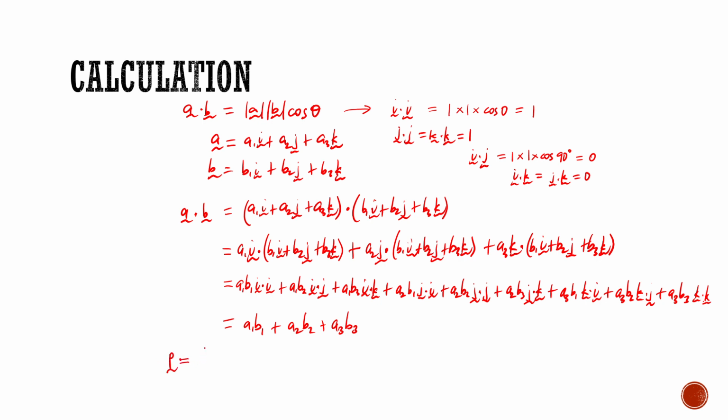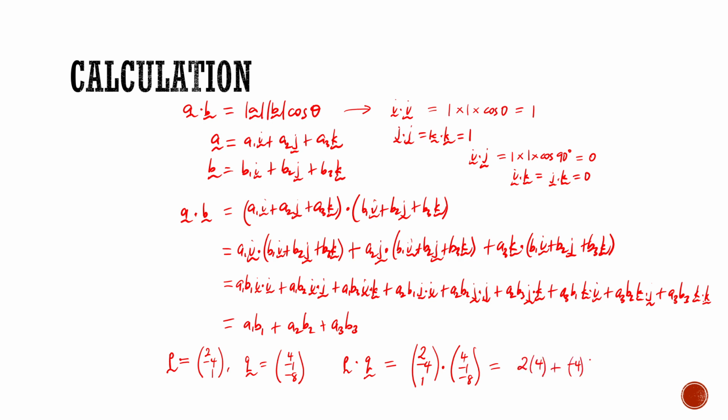So say we had the vector p, which was given by 2, negative 4, 1, and the vector q, which was given by 4, negative 1, negative 8. P dot q would be equal to 2, negative 4, 1 dotted with 4, negative 1, negative 8, and that would be 2 times 4 plus negative 4 times negative 1 plus 1 times negative 8, and that would give us just 4. So the dot product of those two vectors can be calculated simply like that.